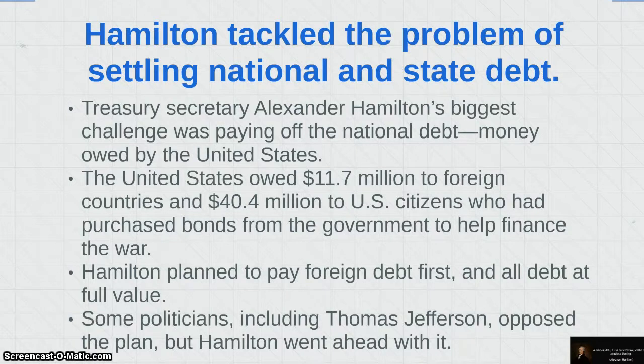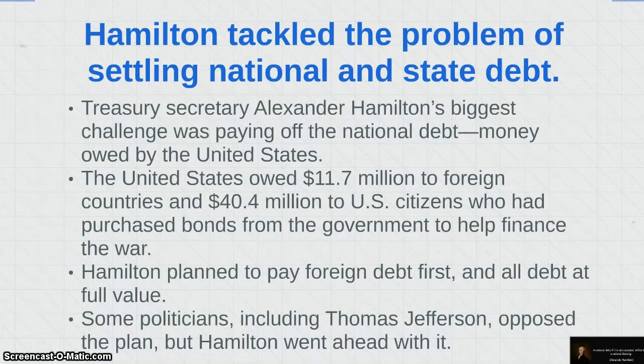In Hamilton's mind, the Revolutionary War debt was a federal issue because it was the federal government deciding to go to war and instituting war against Great Britain and fighting that war. It's a federal issue, it's not a state issue. So Hamilton's idea was for the federal government to assume all of the debt of all 13 states. So they did. They bought up that debt and agreed to pay it off. And as you see, it ended up being over $50 million. $11 million, or 11.7, owed to foreign countries, and 40.4 owed to United States citizens.